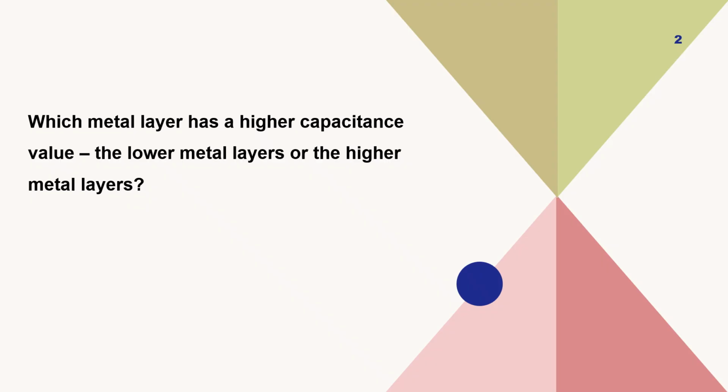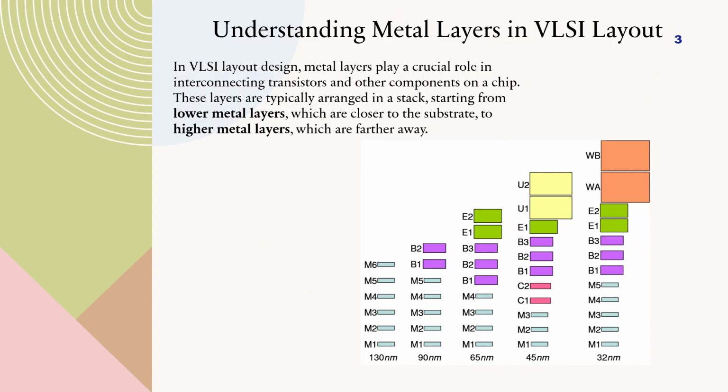Today we will discuss which metal layer has a higher capacitance, the lower metal or the higher metal. To go further, first we have to understand what the metal stack in VLSI layout is. In VLSI layout design, metal layers play an important role in interconnecting transistors and other components on the chip. Lower metal is near the substrate and higher metal is far away from the substrate.